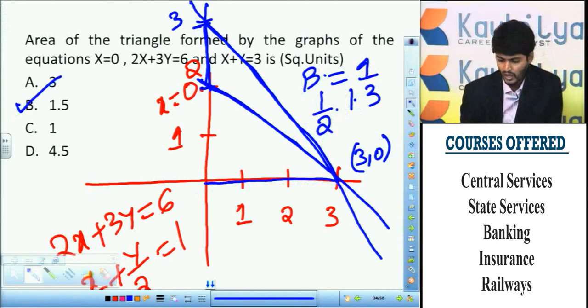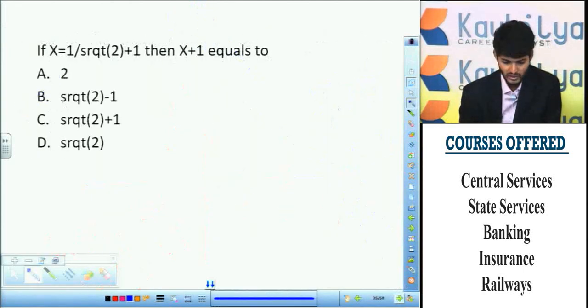So if you are able to draw lines and plot them on a scale, it would be very easy for you to do problems related to your equations. Okay, now coming to your next question, which is basically the third problem.